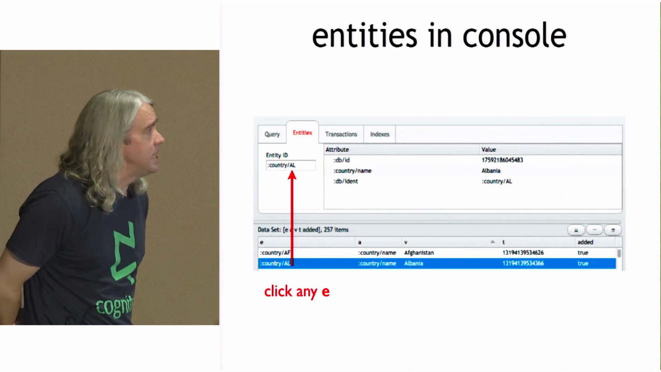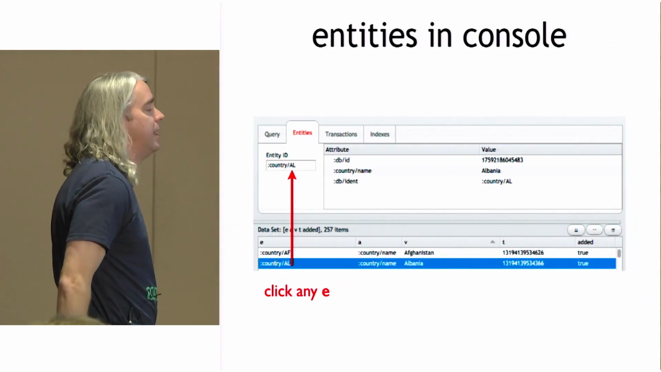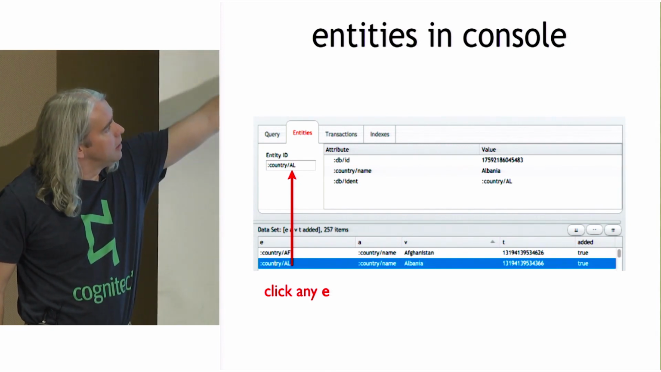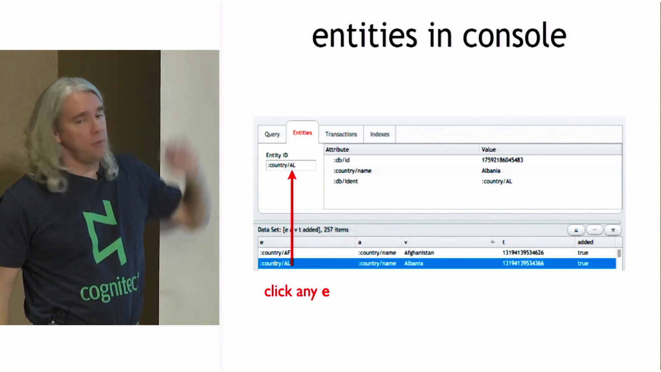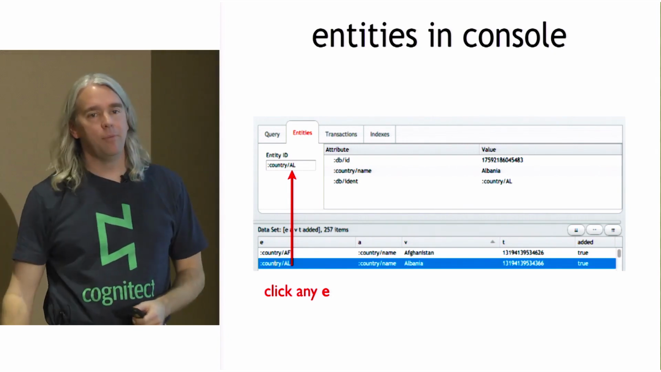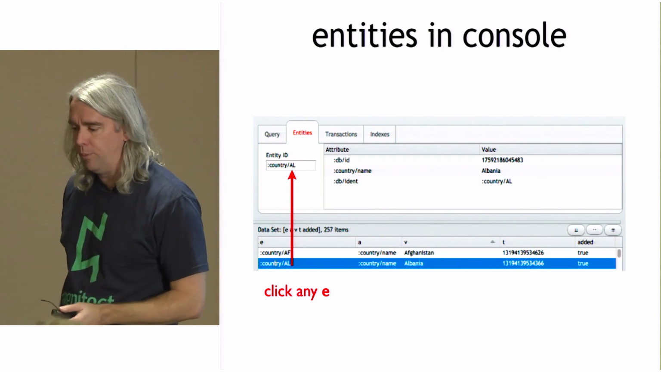You can browse entities in the console. Anytime you click on an entity, you'll see that entity and then an associative view. And this associative view of the entity just lets you navigate. It's just like calling get. The UI is calling get for you.